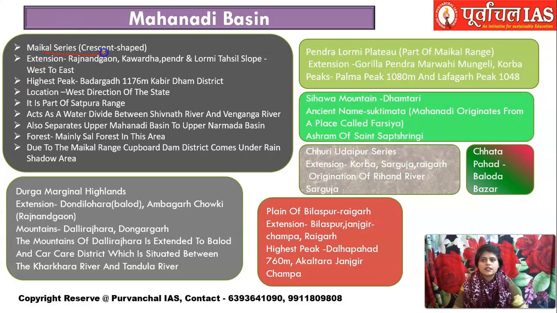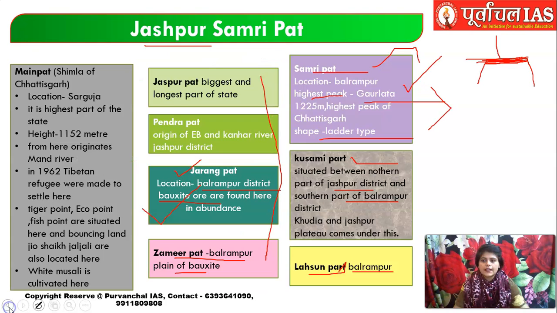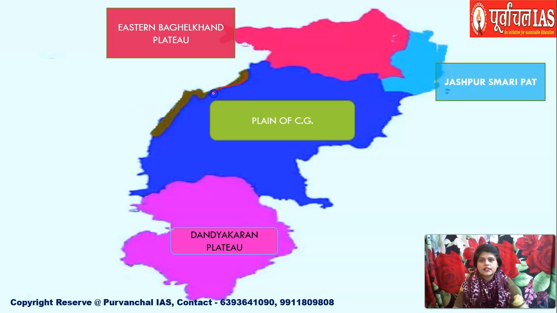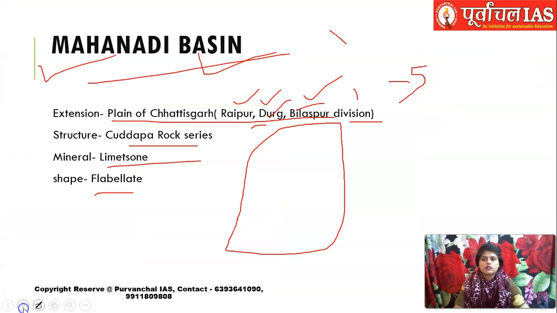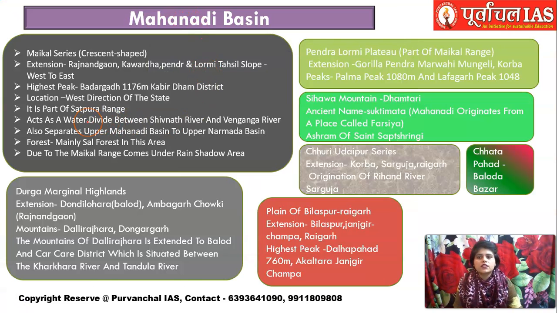Coming to the Maikal series, which is crescent shaped, I showed it to you in the beginning also, when I made a slide of that division. See, this area is basically the Maikal region, which is a part of the plain of Chhattisgarh. This brown color is Maikal, but it is considered under the division of Chhattisgarh plain only. So apart from being a water divider of Shivnath and Wainganga, it also separates the Upper Mahanadi and Upper Narmada basin. In the drainage part, I'll also tell you that there are 5 different drainage systems.